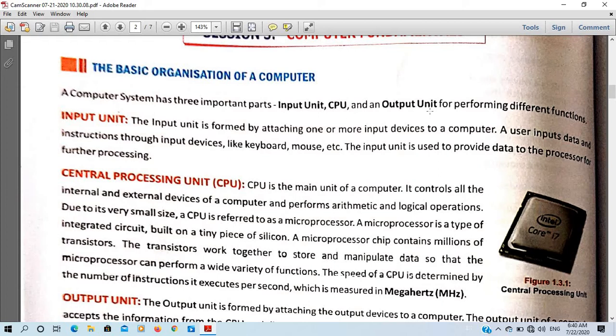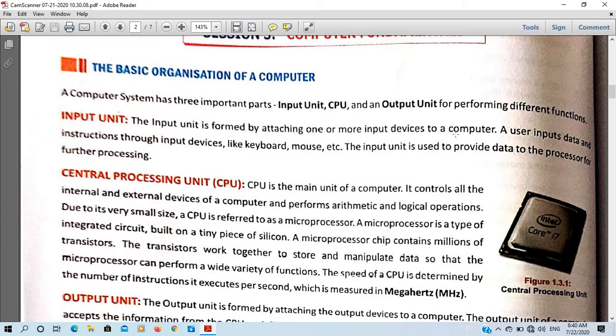From the monitor we can see something that has been processed by our computer, and similarly by the printer we can take the printout on paper, so that is also output. Again there is the sound box, which gives sound out of the computer, that is also an output device. So these three different parts are the most important.